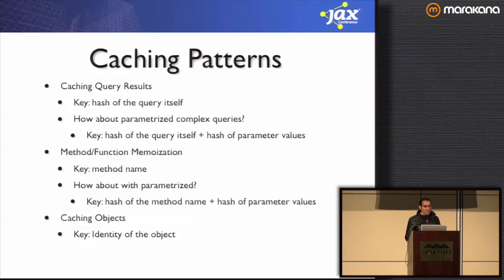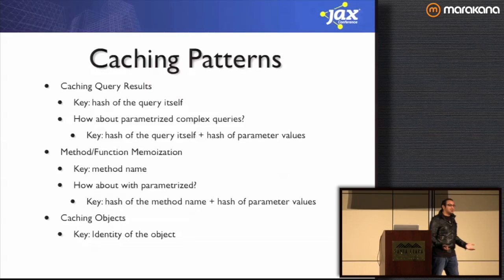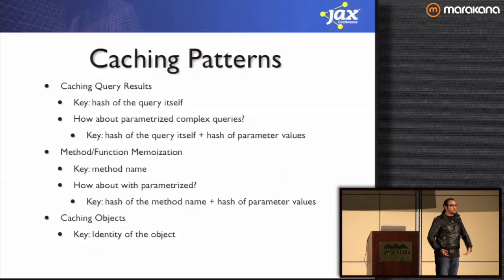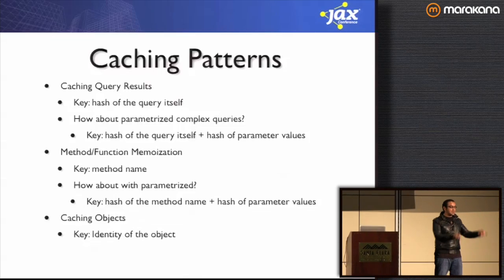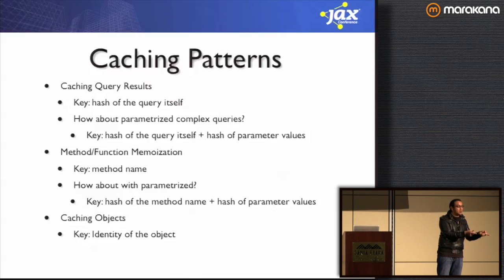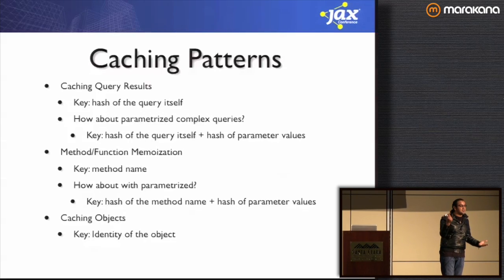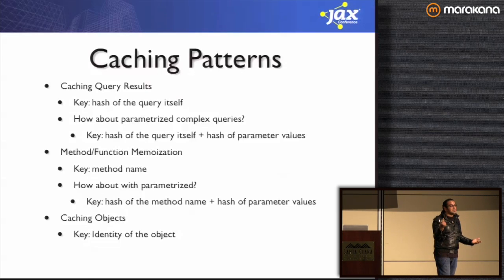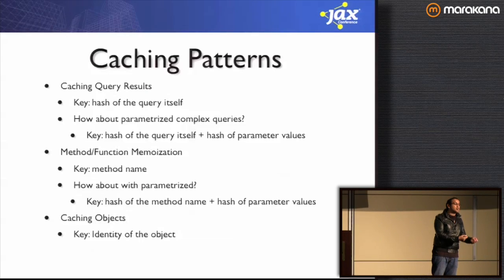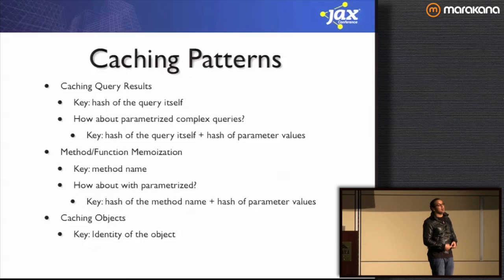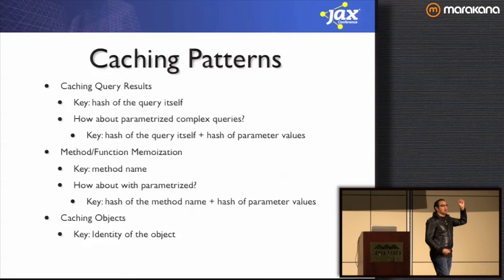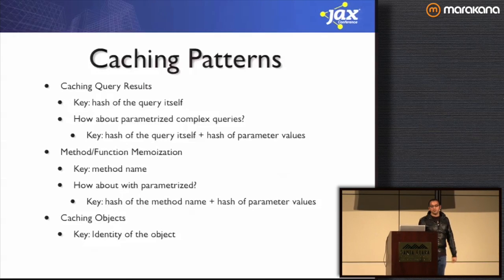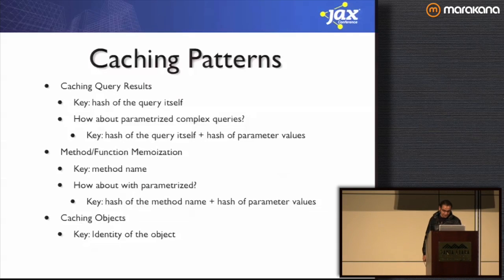You can use a hash to do method or function memoization when we're not dealing with data access. That means a method that computes results and has parameters. You take the method name instead of the query and you hash it and you stick it in the cache. So the next time that method is called, you look up and see if you've already done that before, if it's a hit, and then you return the result without executing the code. So it's like a big if statement that encloses the memoized method.